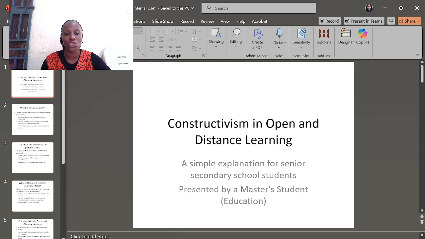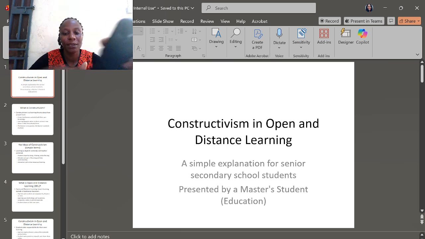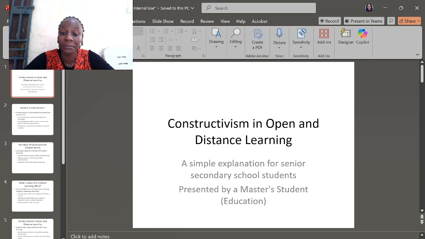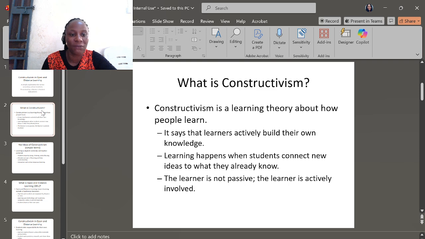Today we'll be looking at constructivism in open and distance learning. May I ask, what is constructivism? And also, what is open and distance learning? Constructivism has to do with learning from prior knowledge. Learning things or bringing things you have learned from prior knowledge, not necessarily things you have learned at the moment, or things you learn in the future.